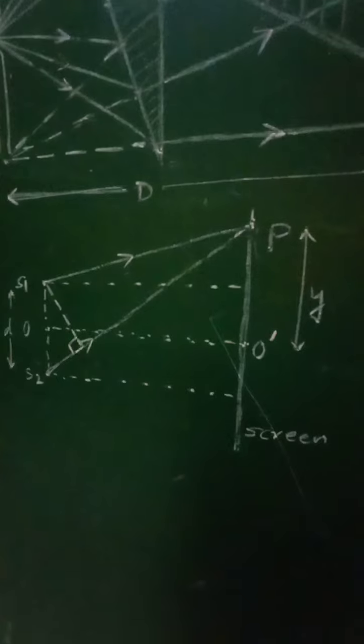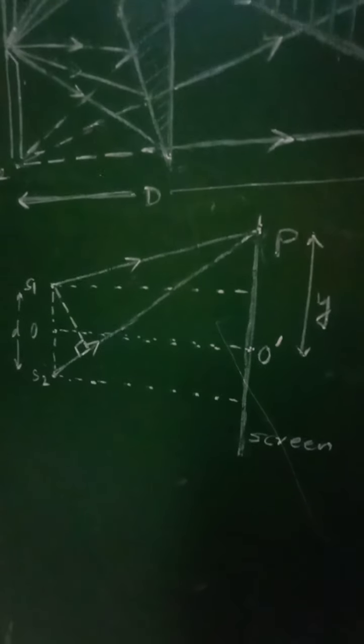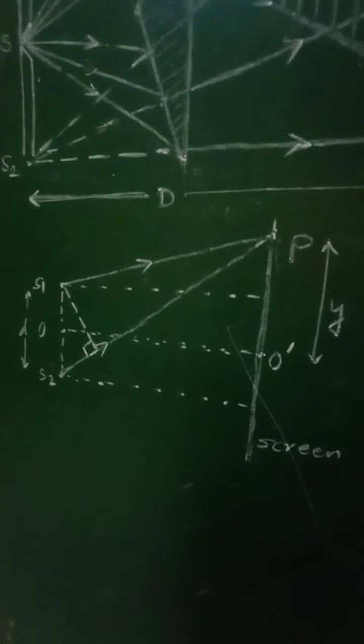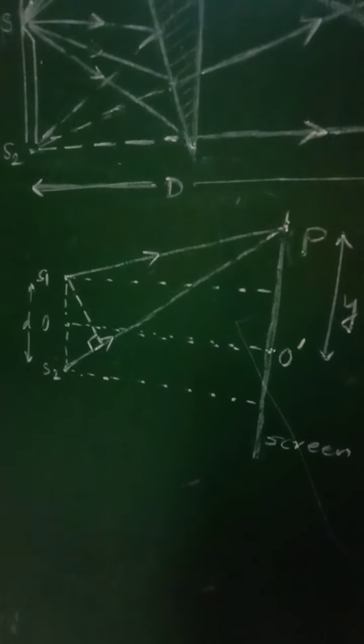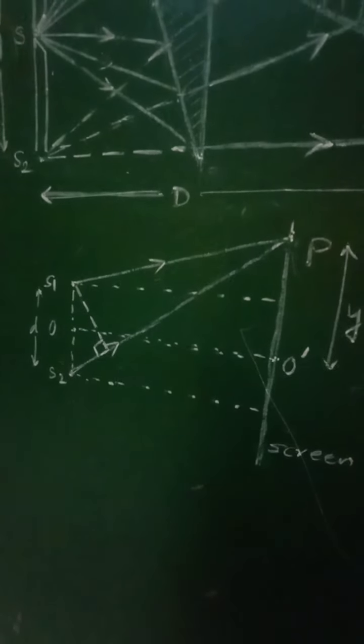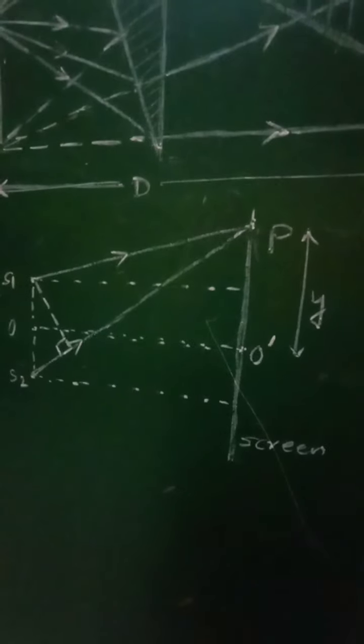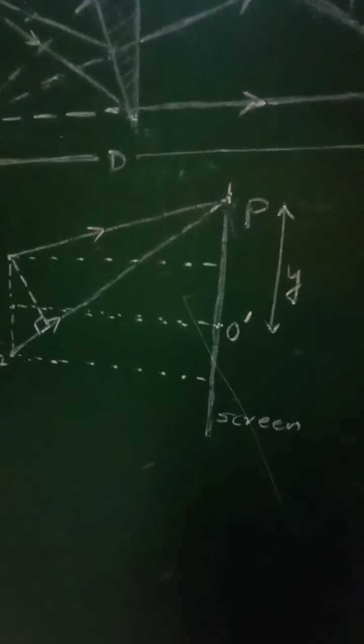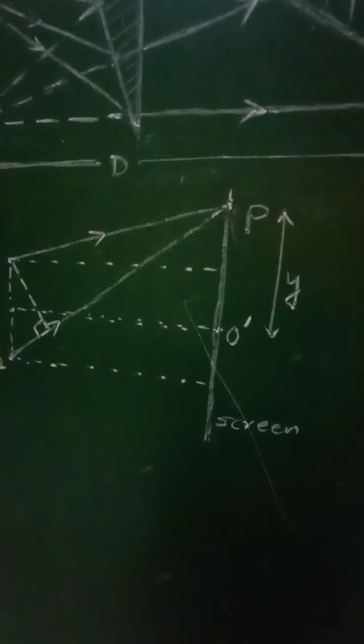Now if you consider this second figure consisting of S1 and S2 as the two virtual sources, then light emitted from these two sources is meeting at point P so as to produce the interference pattern on the screen, and therefore O dash is the midpoint on the screen at which the light rays coming from S1 and S2 interfere constructively, so that the point O dash, that is the midpoint, is always a bright band or bright point.